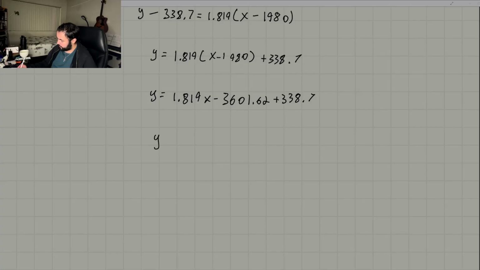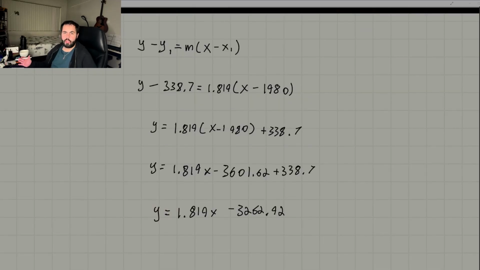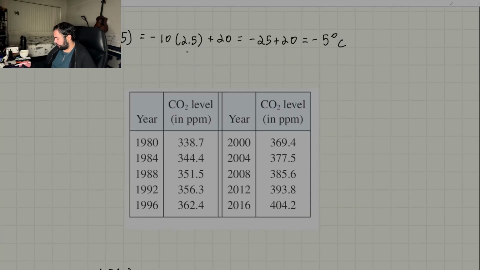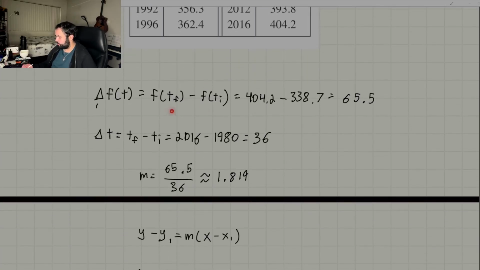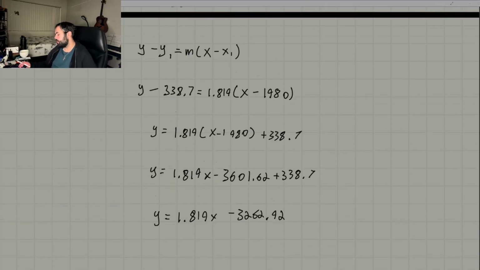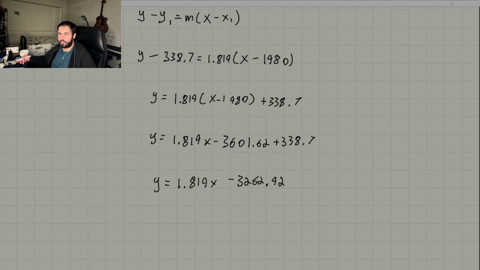This gives us the function of our equation, which is 1.819x minus 3262.92. And I just realized that I've been using the wrong variables this whole time. This x should be equal to t because we're not using x, we're using t in our original definition here. So I'm being inconsistent with my variables, but you get the idea.